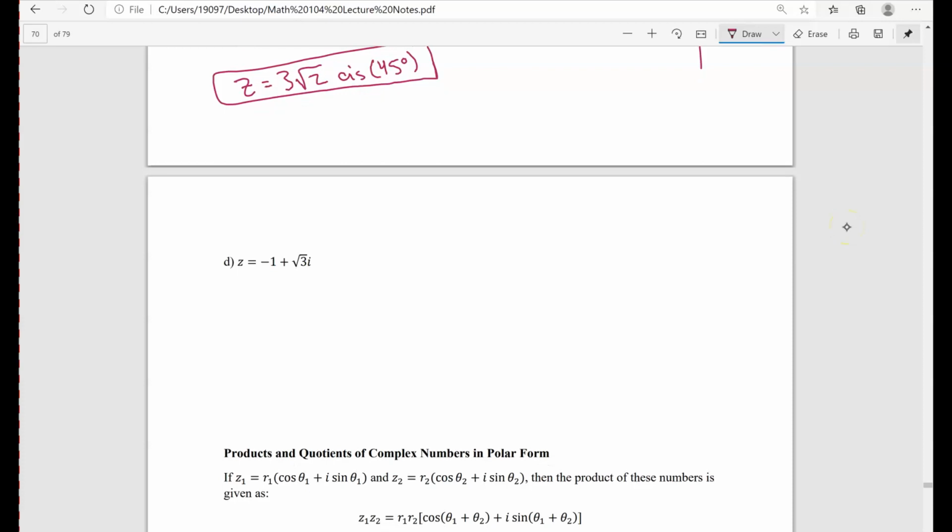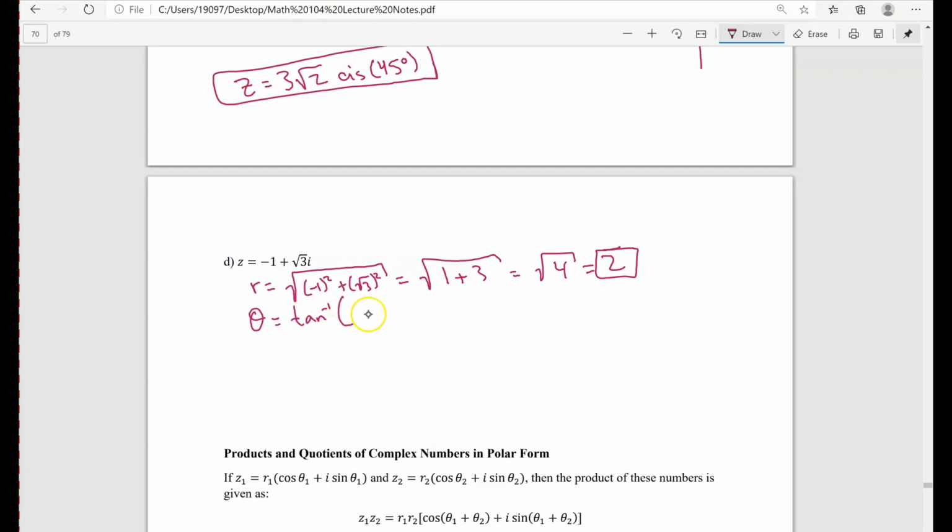So z is equal to negative 1 plus square root of 3i. Let's start off by writing r is equal to the square root of negative 1 squared plus square root of 3 squared. So this is going to give me 1 plus 3, which gives me square root of 4, which is 2. So that's the value of r. Now let's figure out what tangent theta is. Theta is equal to the inverse tangent of y over x, that's square root of 3 over negative 1. So tangent inverse of negative square root of 3.